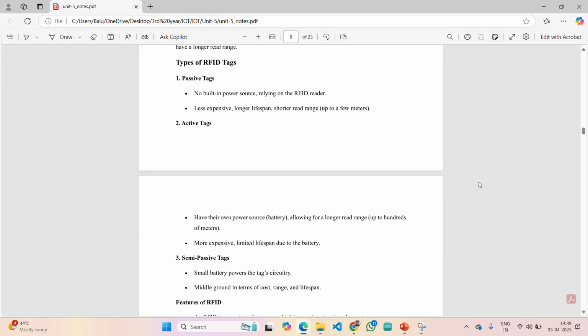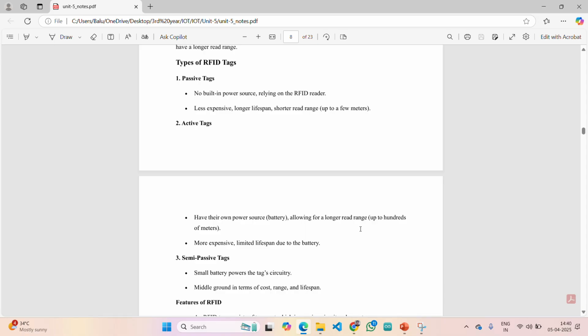Coming to RFID tags, there are three types: passive, active, and semi-passive. Similar to the types of RFID, passive and active tags are explained. Passive tags have no inbuilt power. They get power only from the RFID reader. They are less expensive and suitable for shorter range, like I mentioned, door locking systems and so on. Coming to active tags, they have their own power source like a battery, and can operate up to hundreds of meters.